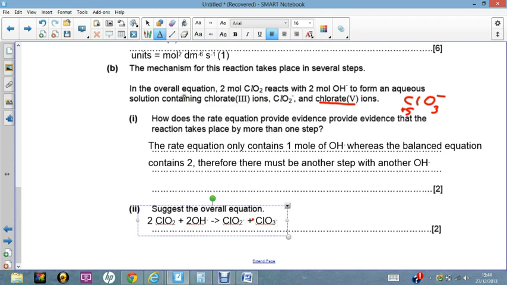And then it says aqueous solution, so presumably we're going to get some water as well. Let's see how that works out. So we've got 2 chlorines on the left, 2 on the right, 6 oxygens on the left, 6 on the right, 2 hydrogens on the left, 2 on the right. Done. So it'll be 1 mark for the correct species, because you've had to work out what the chlorate 5 ion is, and 1 for the balancing.